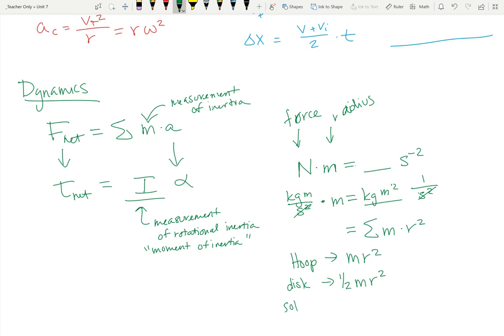If you have a solid sphere, for example, you're going to have 2/5 mr squared, and then for a hollow sphere, you're going to have 2/3 mr squared. Don't worry about memorizing this. If it's not on your equation reference sheet, they'll give it to you in the problem. The only one I would maybe just make sure to have on hand is that hoop. They do sometimes expect that. All right. Okay, so that is our comparison to Newton's second law there. Torque is I alpha.